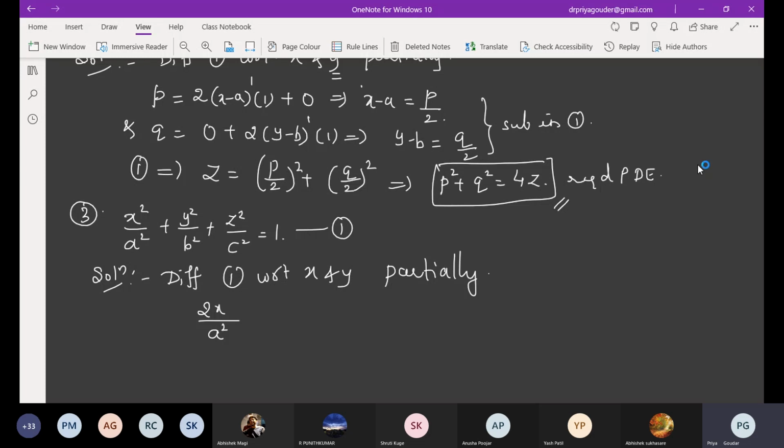Like 1 by a square, then the derivative of x square is 2x. What about the second term in equation 1? 0. If you do it with respect to x, obviously 0. What happens to z square by c square? So I'll take 1 by c square out. What is the derivative of z square with respect to x?